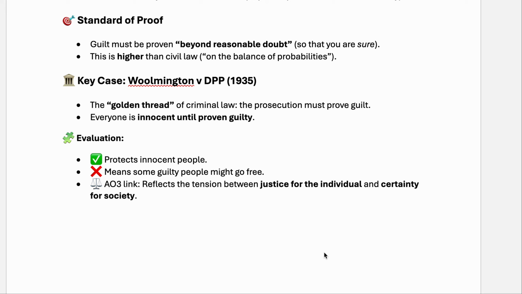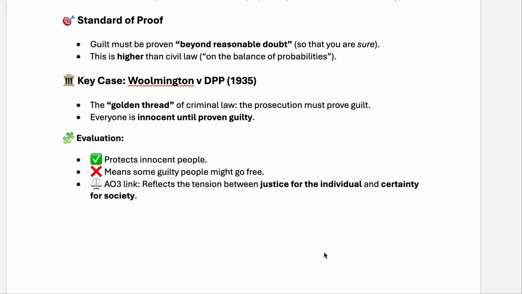Now, in terms of evaluation, one big criticism is that it's a very high standard, isn't it? This beyond reasonable doubt. And that's good because it will protect innocent people. But does that sometimes mean that guilty people walk free? It's a bit of a classic dilemma. Is it better that 10 guilty people go free than one innocent person is punished?